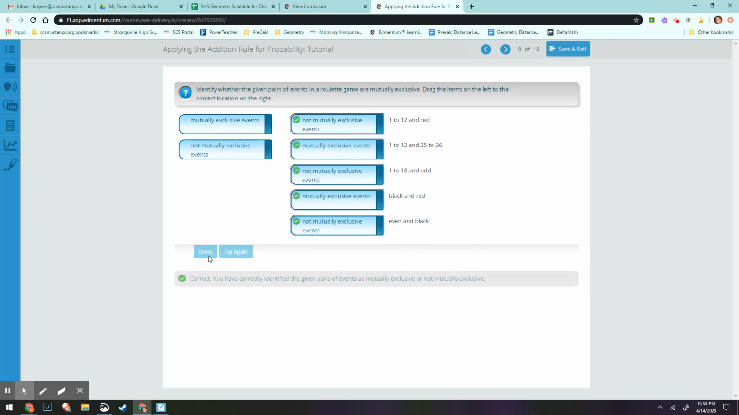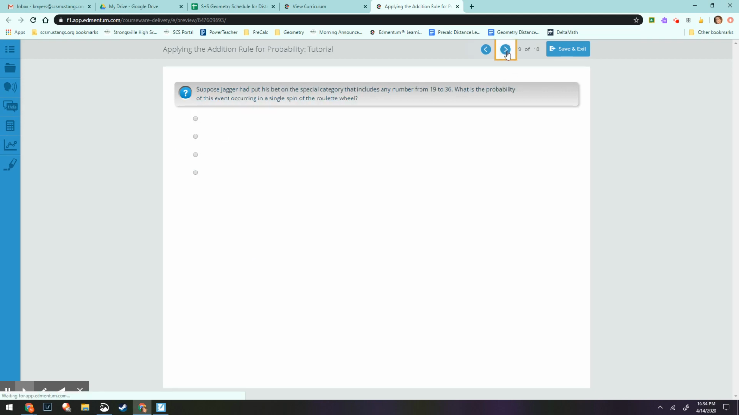So let's see how we did. Good. Okay, so remember, mutually exclusive basically means they cannot both happen. So if they could both happen, they are not mutually exclusive. Here's a multiple choice. Suppose Jagger has his bet on a special category that includes any number from 19 to 36. What's the probability of that happening? Now remember, again, on a roulette wheel, there are 38 total possibilities.